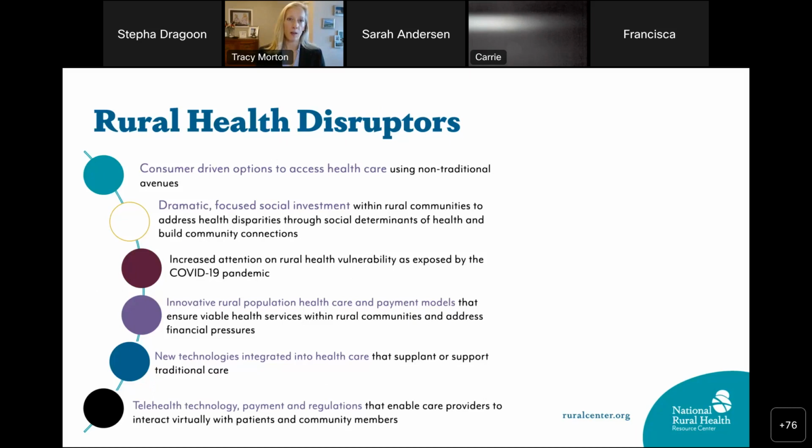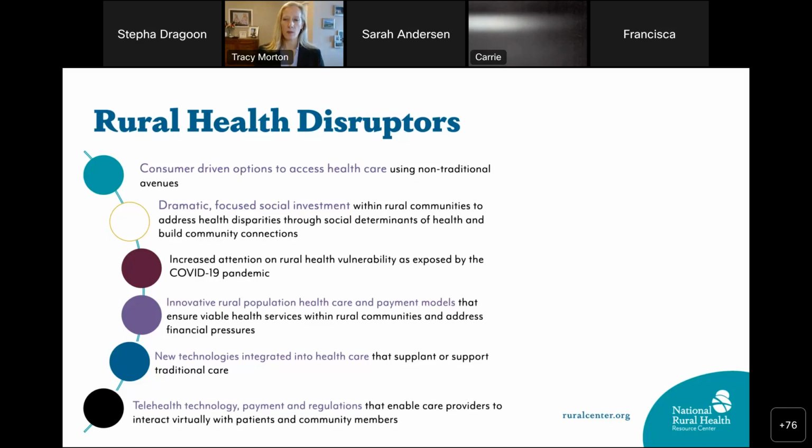There are innovative rural population healthcare and payment models that were occurring then and are still continuing to almost snowball now. There are new technologies integrating into healthcare, including optimizing the use of our electronic health records, for example. And telehealth technology, payments, and regulations were enabling rural providers to interact virtually and differently with patients and communities than ever before.